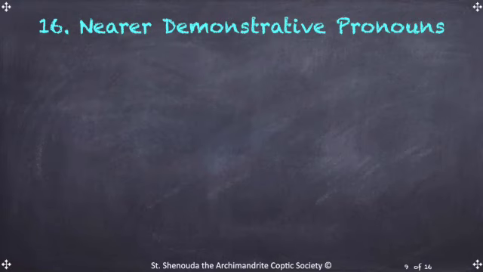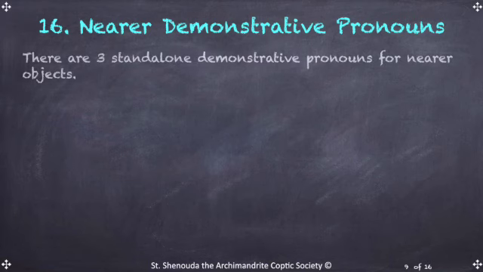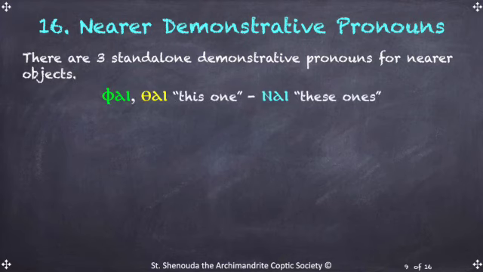Near demonstrative pronouns are another element that can be used in a nominal sentence. They are also standalone pronouns that don't attach to anything, and there are only 3 of them, and they all follow the same rules for Coptic prefixes. So the 3 near demonstrative pronouns are phi, tai, and nai. The singular form of the demonstrative is translated as this one, and the plural form is translated as these ones. Okay, so now we're going to see examples of how we use those in a nominal sentence.